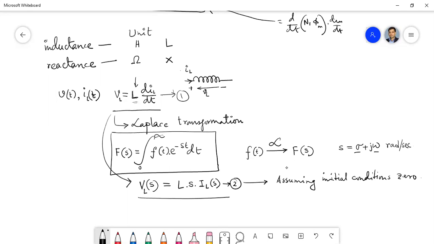Okay, and here the power of s is 1. Now this power of s depends on the order of the derivative. Here what is the order of the derivative? It is the first order derivative. Therefore we have s to the power 1. So this is how from the derivative we get the s term out.